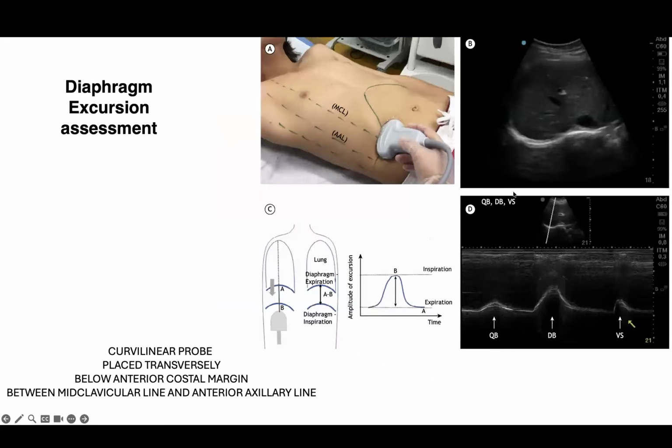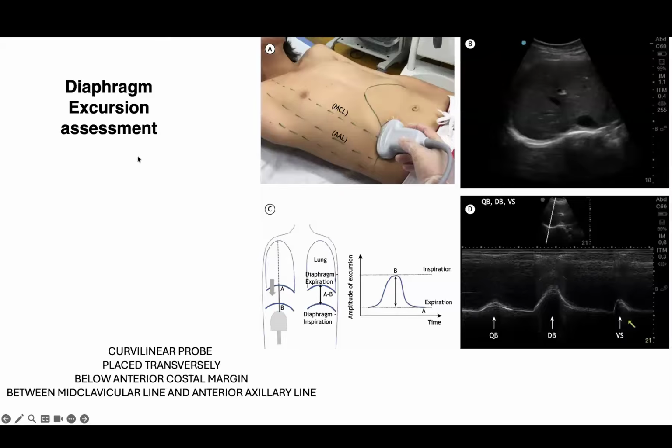Then this is diaphragm excursion. The important thing about diaphragm excursion is it needs to be done in patients who are spontaneously ventilating, not in those who are assisted or controlled. So here you take the curvilinear probe and place it transversely over the anterior costal margin between the midclavicular line and the anterior axillary line. With every breath, here you can see the diaphragm. And once you put an M mode, you can see the diaphragmatic movement.